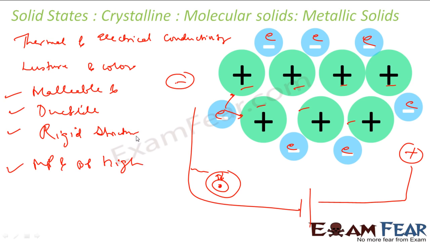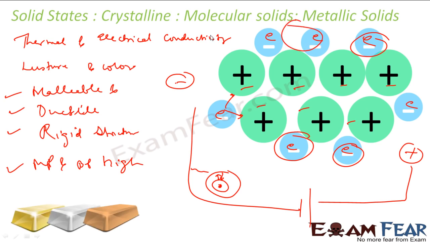These are the properties of the metallic solids. They are thermally and electrically conductive. They have luster and colors, they are malleable and ductile. They have rigid structures, and high melting and boiling points. All these things are happening because of the electrons. So hope you understood what metallic structure, metallic solids, are.